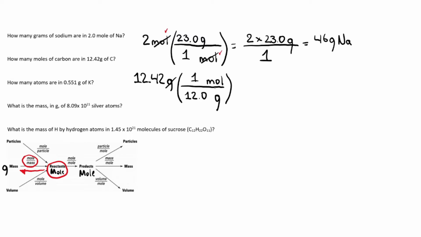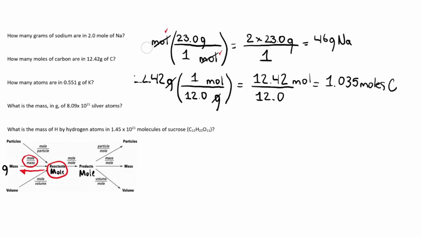Same thing, cancel your units, you're left with moles. 12.42 divided by 12, and you have mole left over here. So 12.42 divided by 12 is 1.035 moles of carbon. Okay, gotta clear some space.